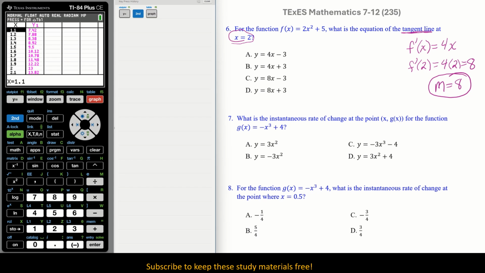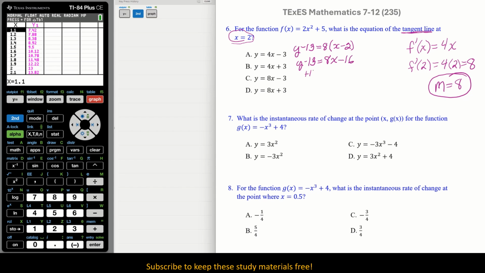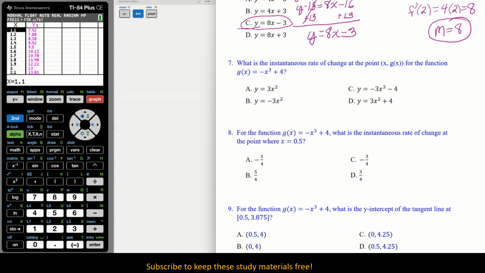So this is what we do. We just follow through with y minus the 13 equals the slope of 8. And now I apply my x minus 2. So that becomes y minus 13 equals 8x minus 16. Add 13 to both sides. Those cancel, and y equals 8x minus 3, which is option C. Okay. All right. So now we're going to look at number 7.